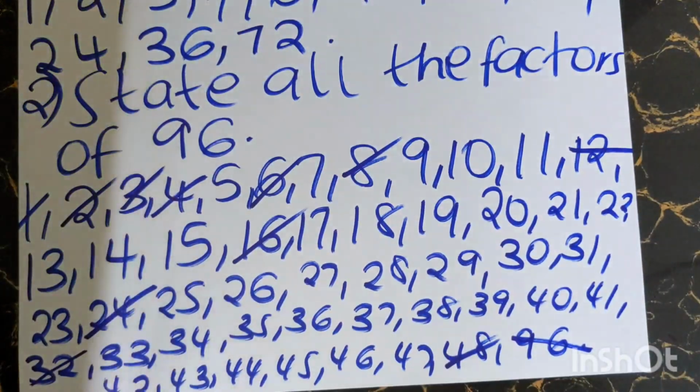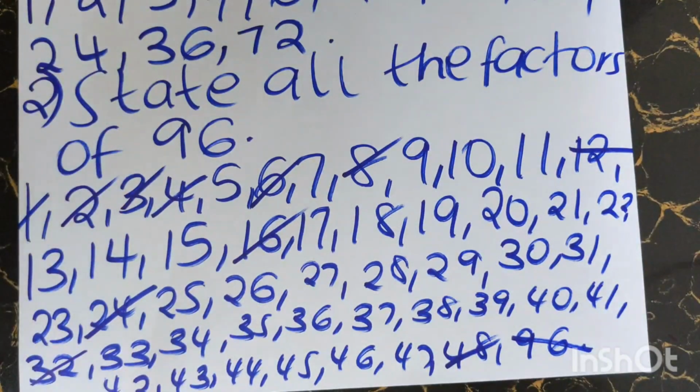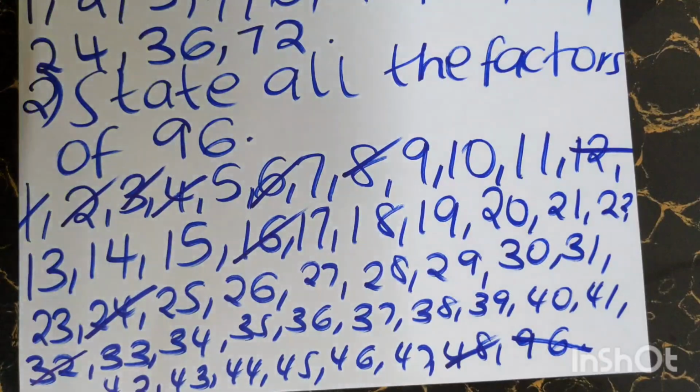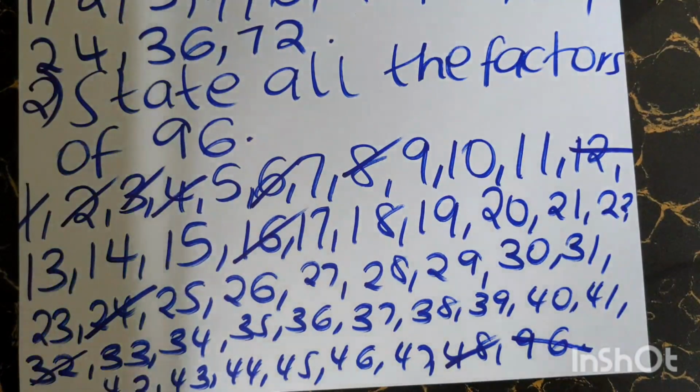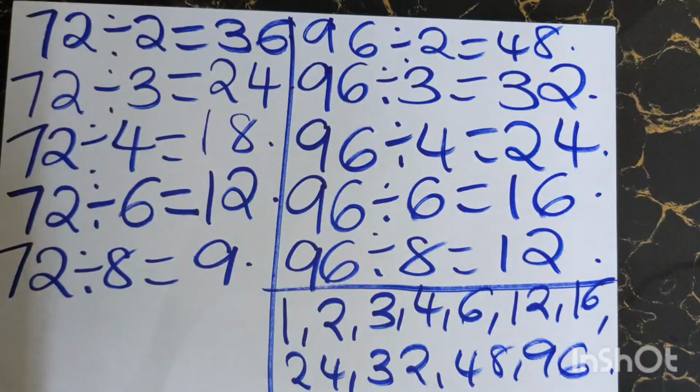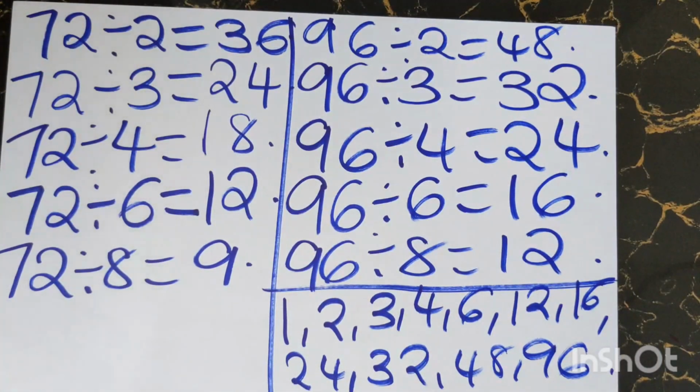Is 96 divisible by 9? No. By 10? No. Is it divisible by 11? No. Okay? And you don't have to look at the numbers greater than 12 because we've already done that. Okay? So in simpler terms, we can say that all the factors of 96 are 1, 2, 3, 4, 6, 8, 12, 16, 24, 32, 48, and 96.